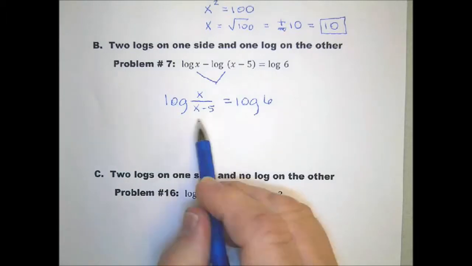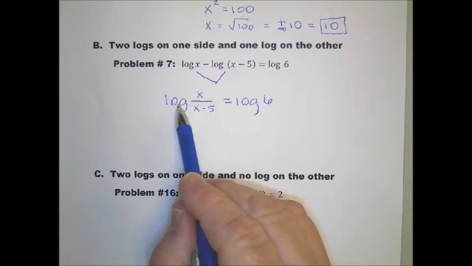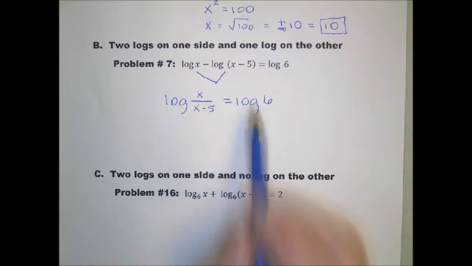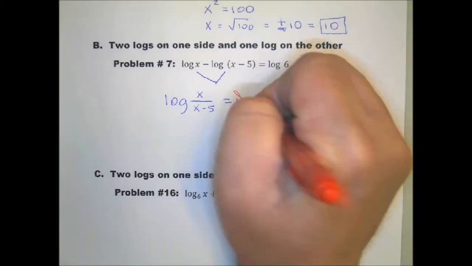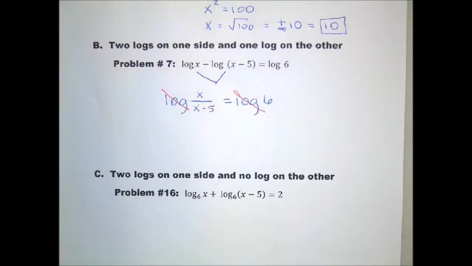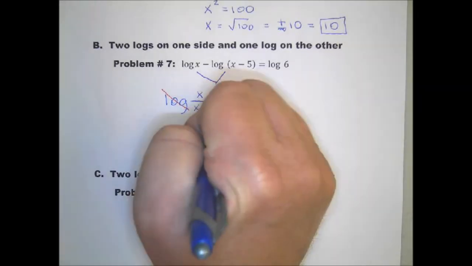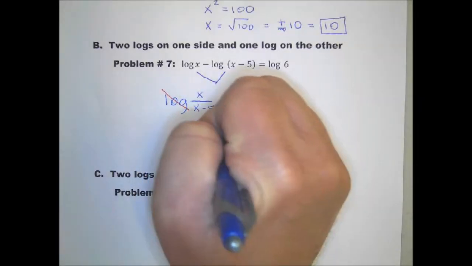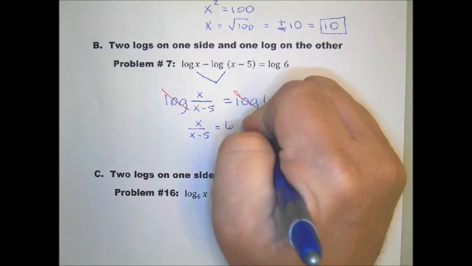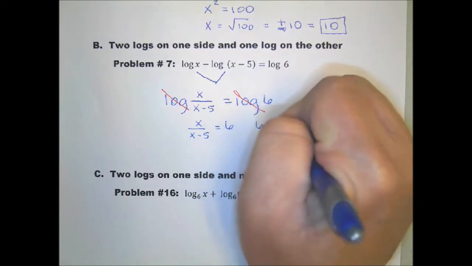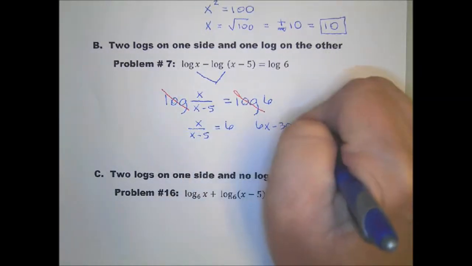So now I'm back to the situation I was in the previous problem. Now I have an equation that has a single log on one side and a single log on the other side, which enables me to see the equivalency of the 2 terms and just complete the problem without the logs. So I would simply have the equation x over x minus 5 equals 6. So now I just have to do some algebra. I'm going to cross multiply: 6x minus 30. Got to distribute the 6 to both the x and the minus 5, equals x.